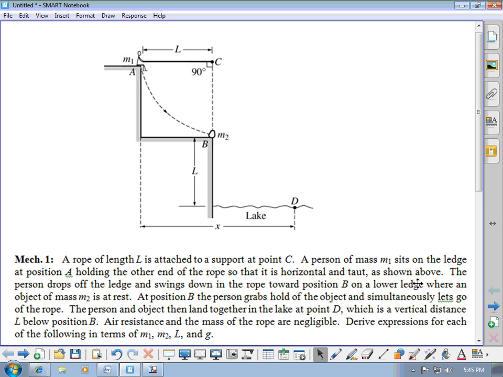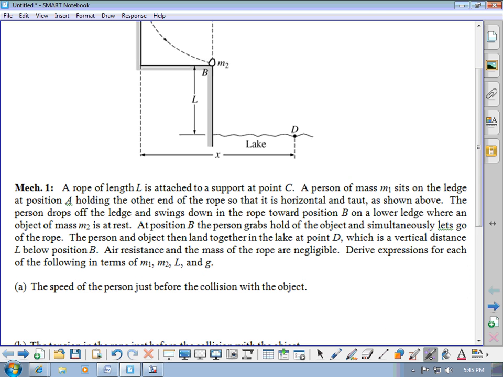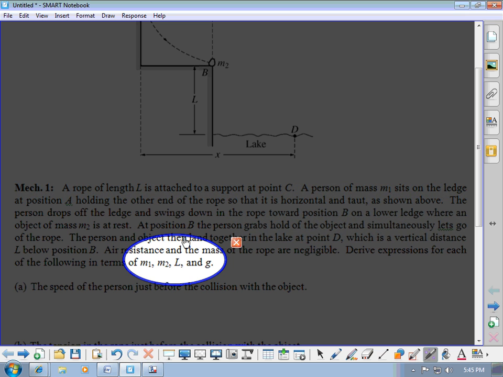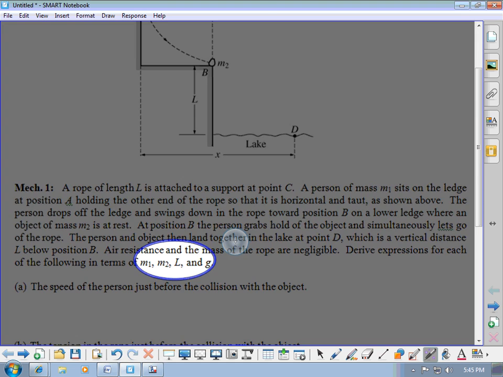The other thing that makes this problem a little bit difficult for some people is that everything needs to be in terms of variables. It says right here to answer everything in terms of M1, M2, L, and G. Some people have some trouble with that, but that's a very common thing. In fact, it actually makes the problems a little bit easier because you don't have to keep plugging numbers into your calculator. You can just work through the algebra.